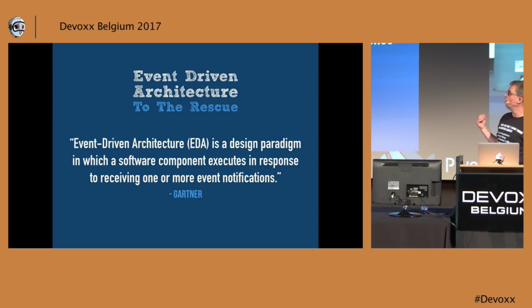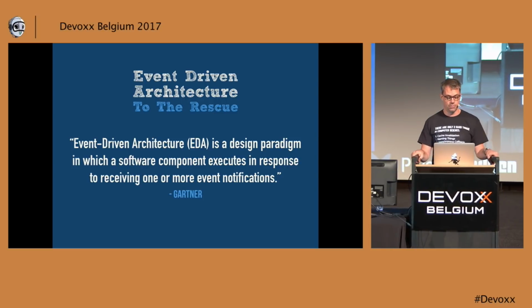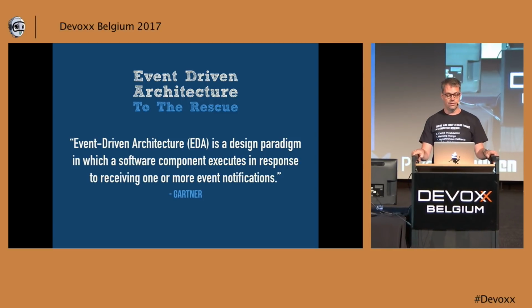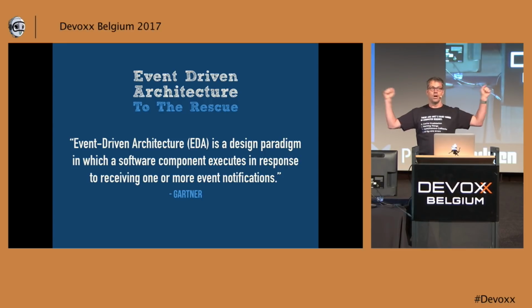The definition according to Gartner is that event-driven architecture is a design paradigm in which a software component executes in response to receiving one or more event notifications. Event-driven architecture can really work as an intermediary here, helping us build these systems with fully decoupled autonomous components that can act and behave fully autonomously, and can also be implemented, rolled out and upgraded by autonomous teams in full isolation of each other.